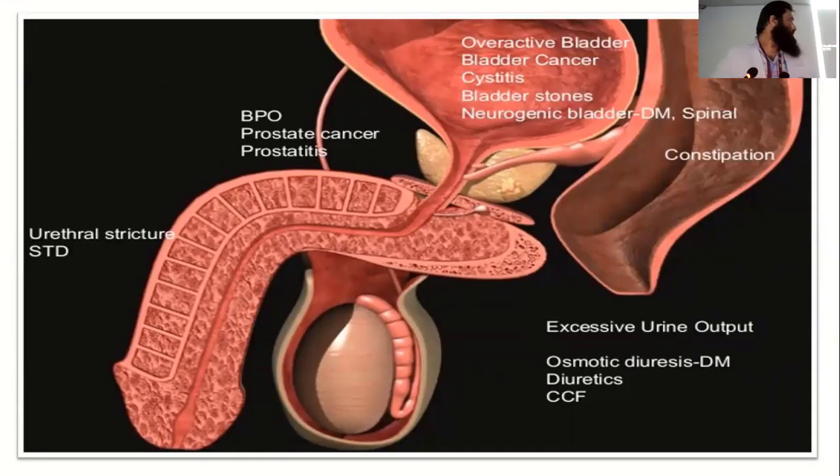This is a picture which shows the different causes of LUTS. In the bladder: overactive bladder, bladder cancer, cystitis, bladder stone, or neurogenic bladder. In the prostate: prostatic enlargement, prostatic cancer, prostatitis. Also urethral stricture and STD. Other causes are constipation, and excessive urine output due to diuresis, diabetes mellitus, and congestive heart failure.